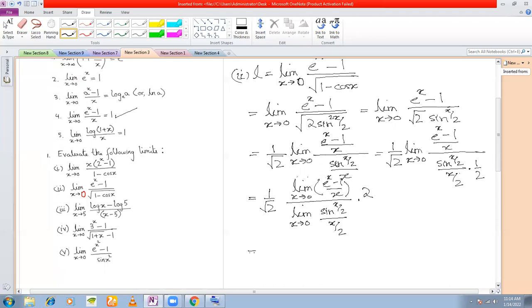So what do we get here? 1 by root 2. This is a standard limit in the numerator, it becomes 1. Standard limit in the denominator becomes 1, and you have a 2 here. So you get 2 by root 2, which you can now write as root 2 into root 2 by root 2. So 1 root 2 cancels. Your answer is simply root 2.